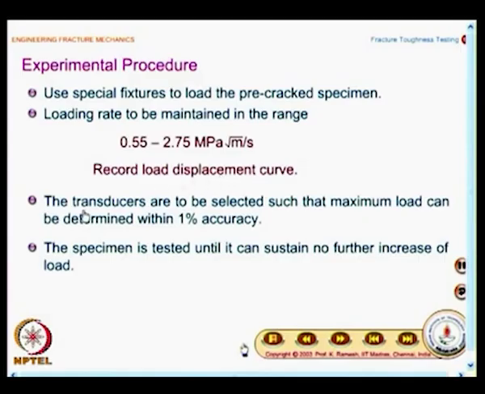And whatever transducers you use for measurement of load as well as displacement, they are to be selected such that maximum load can be determined within 1% accuracy. You do not want to make a calculation error on the maximum load. The specimen is tested until it can sustain no further increase of load. That means, at the end of the test, the specimen breaks. This is what you are really looking at.